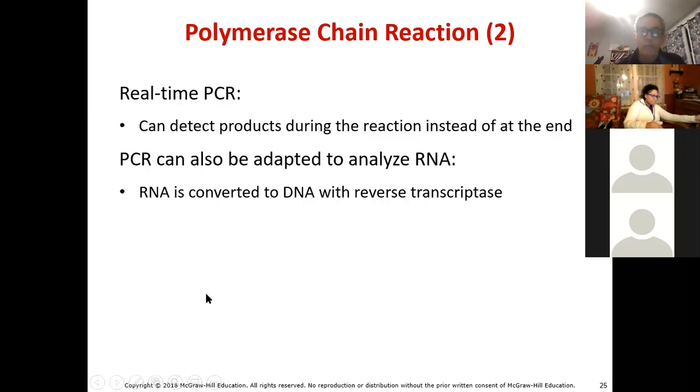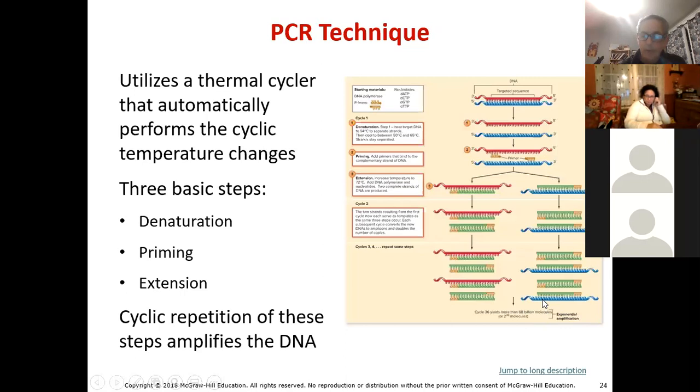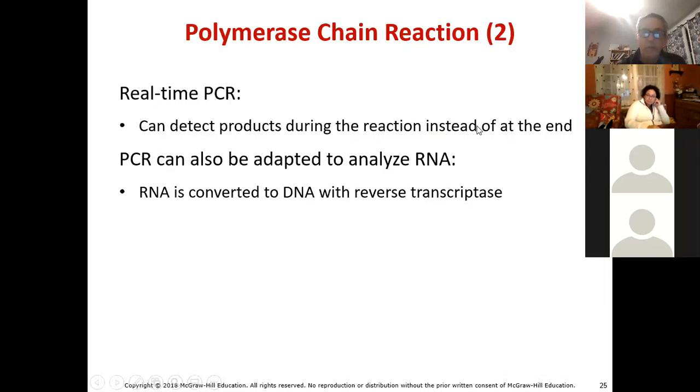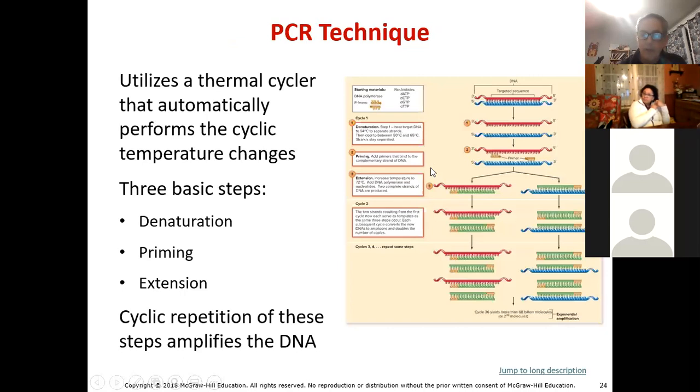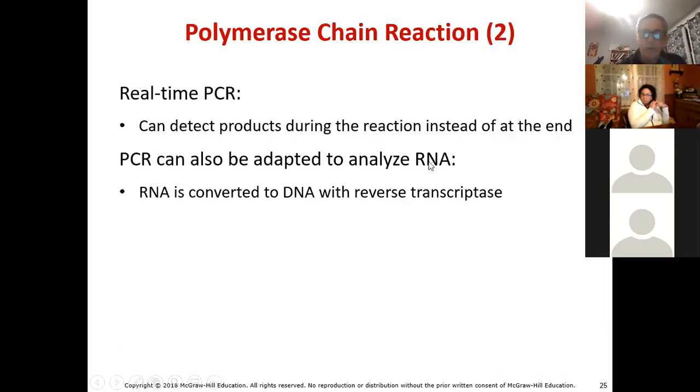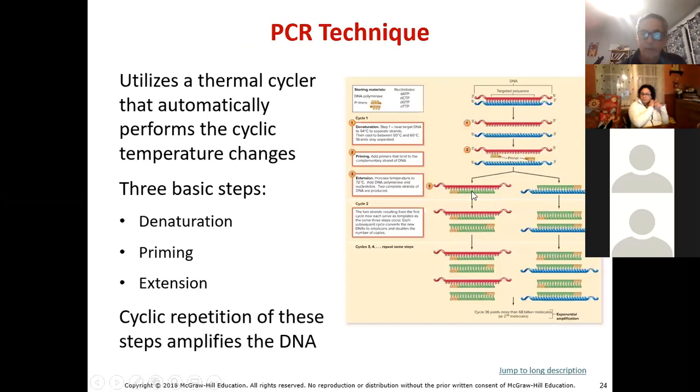You also have another type of polymerase chain reaction. It's called real-time PCR. It can detect products during the reaction instead of at the end. So in other words, you don't have to wait till the very end. You can actually detect them during the reaction. PCR can be adapted to analyze RNA. This is just DNA here. When you analyze RNA, for example, if you want to detect COVID, which is an RNA virus, you have to take reverse transcriptase and convert that RNA to DNA with the reverse transcriptase enzyme. And then everything after that is the same. You have a complementary piece of DNA.